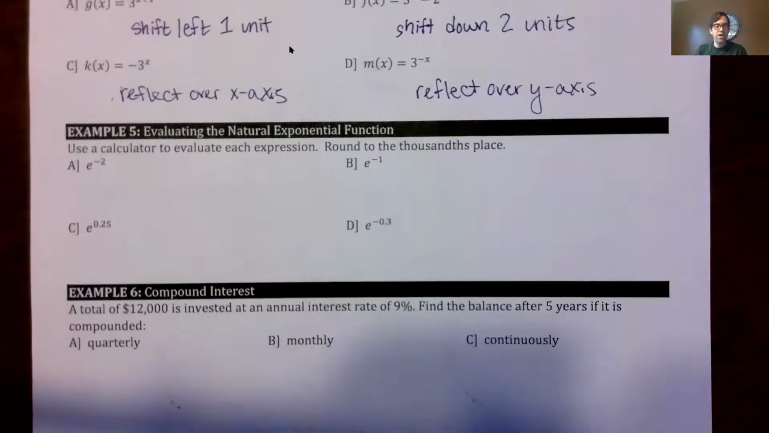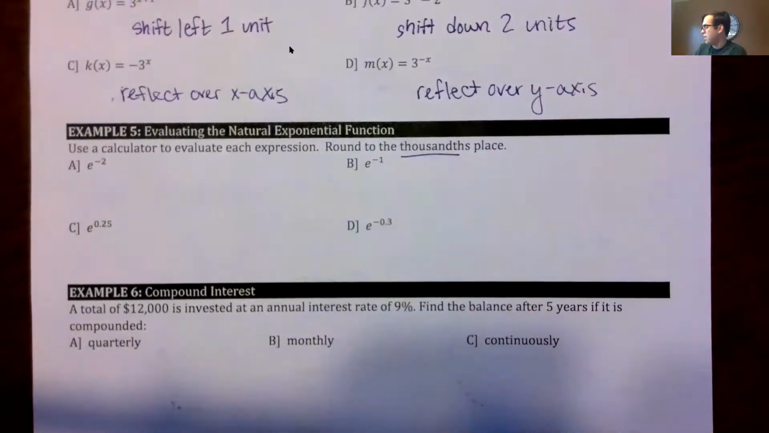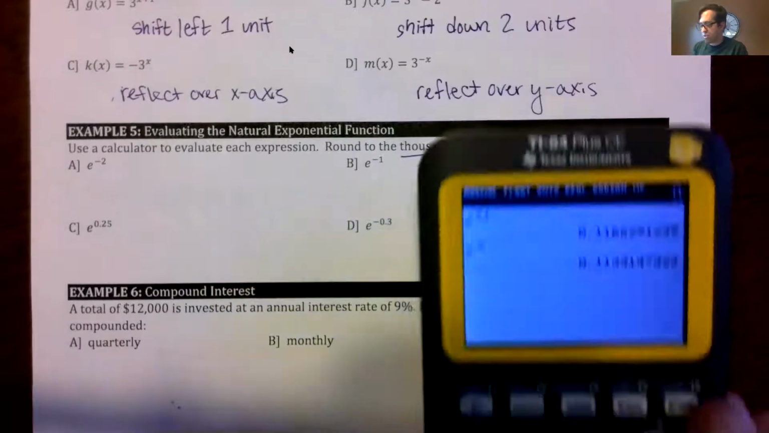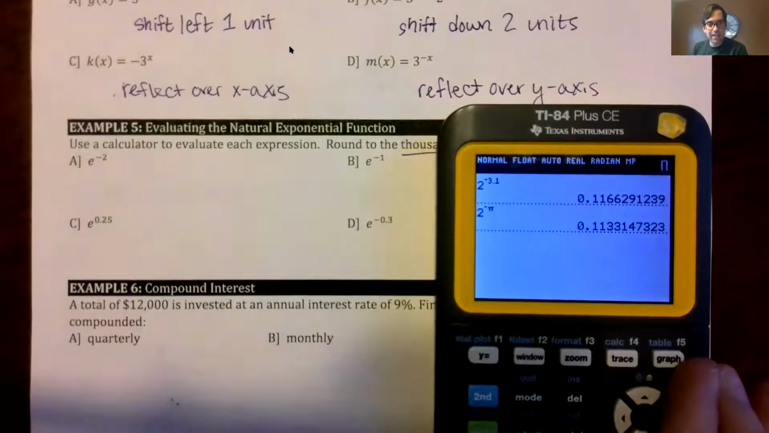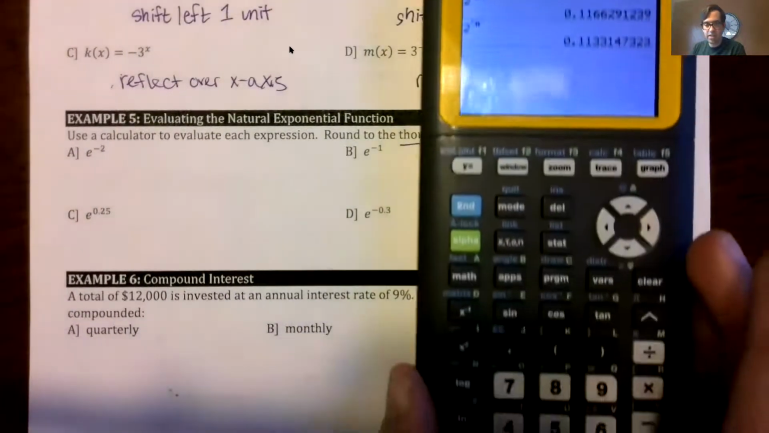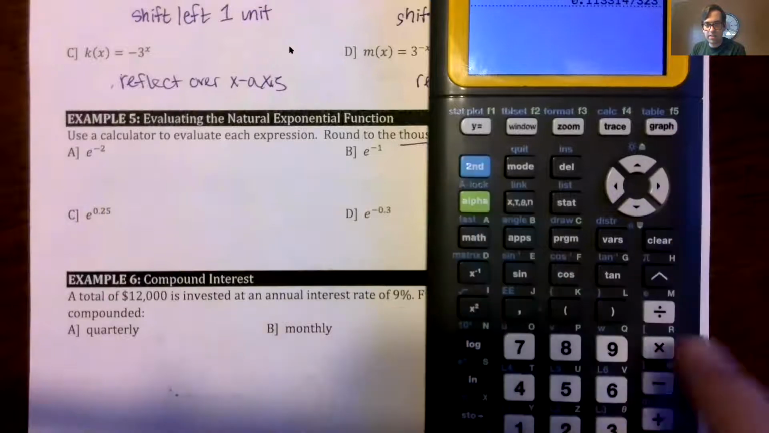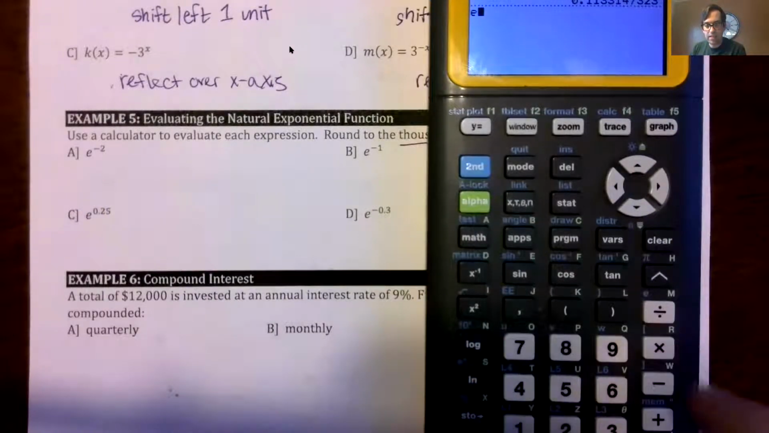Example 5, evaluating the natural exponential function. Use a calculator to evaluate each expression, round to the thousandths place. So that's 3 decimal places again. And this is going to be pretty similar to what we did in example 1. The trick here is just finding where e is on your calculator. So on my calculator, if I press second and then the divided by button, that's where the e is.